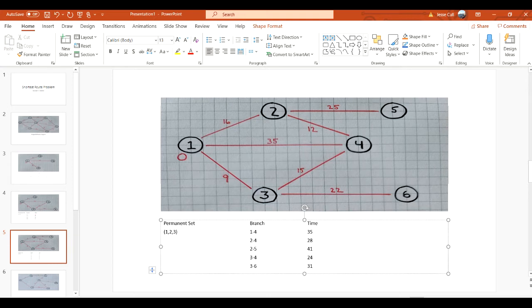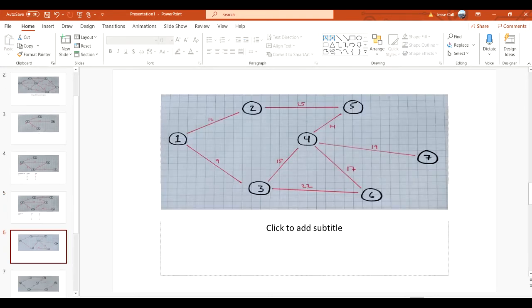So again, we're looking at this situation and we're choosing which is the shortest number, the shortest route. Here, it is 24. So now we have these permanent sets. From here, we're going to continue on. So where are we now? We're at number 4. We went from 3 to 4. So now we're at 4. We're going to redraw our diagram, continuing on to number 4.